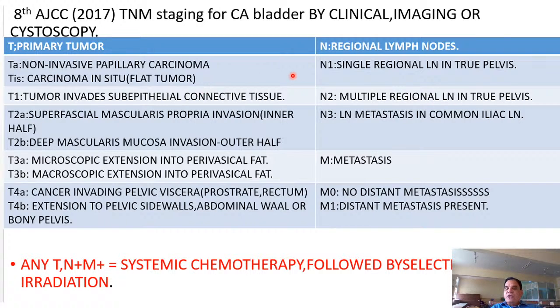N for single regional lymph node, multiple regional lymph nodes, and metastatic lymph nodes. This is 1, 2, and 3. N1, N2, N3. M0, no metastasis. M1, distant metastasis. So, in a nutshell, any T, N, and M plus, that means M plus comes, it is grade 4. And the management is systemic chemotherapy followed by elective surgery or irradiation.